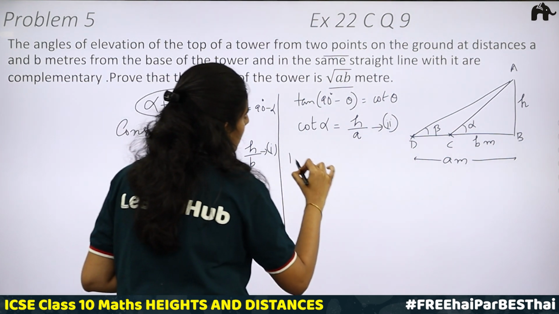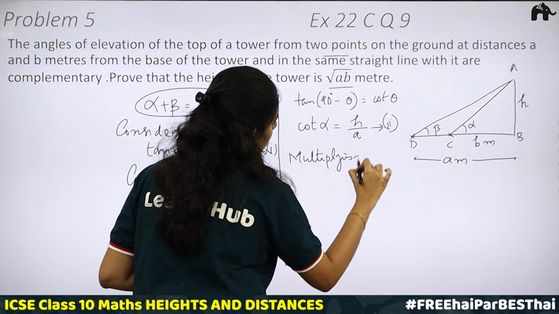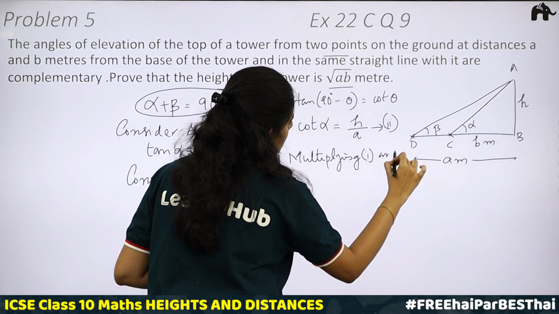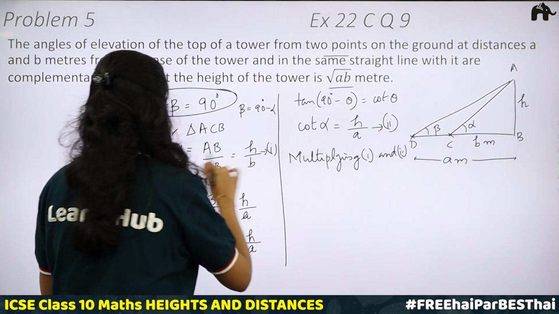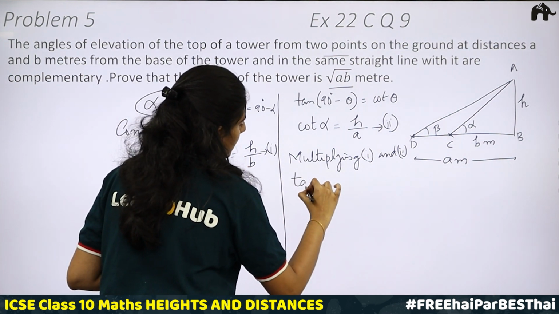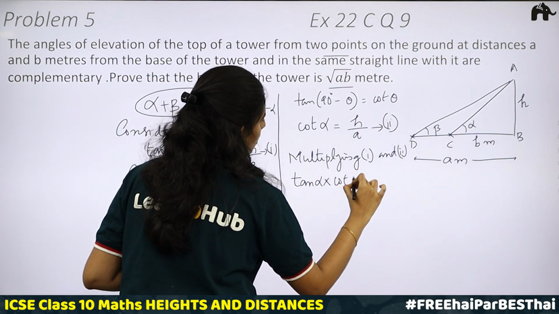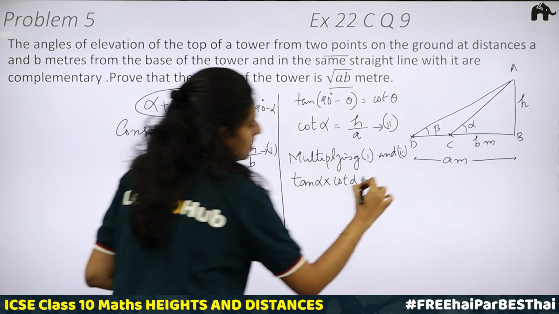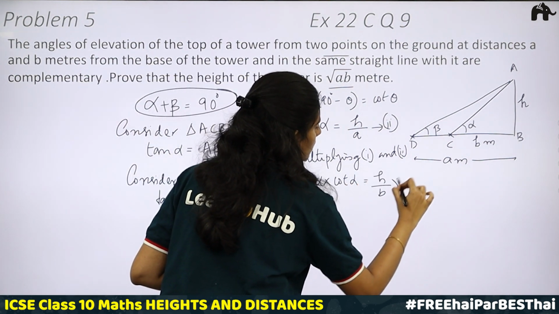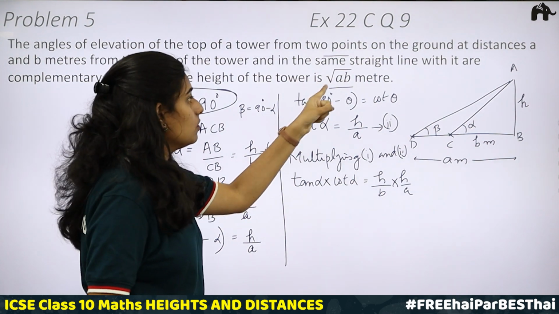Multiplying 1 and 2, we are taking the product of these two equations. We'll be getting left hand side tan alpha into cot alpha is equal to, here we have H by B, RHS H by B into H by A. We need H is equal to root of AB.